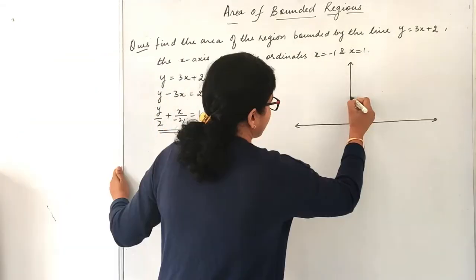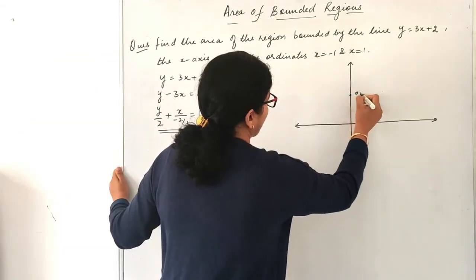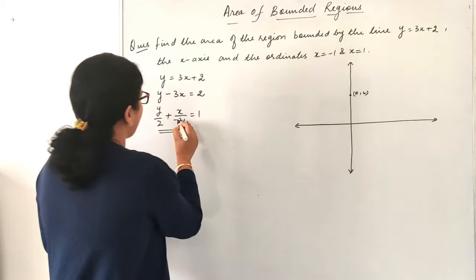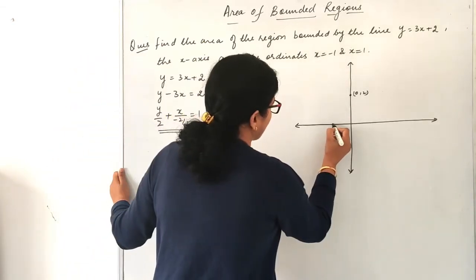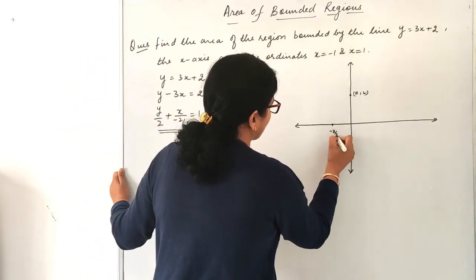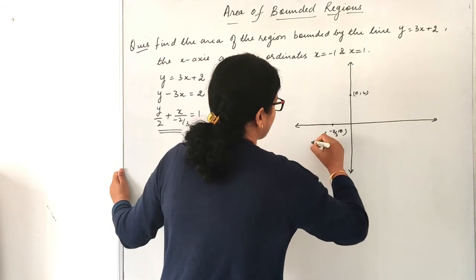So it means this is my 0, 2, okay? And x-intercept is minus 2 by 3. So here somewhere I can write as 0, 2 and minus 2 by 3, 0. Let us join this line.